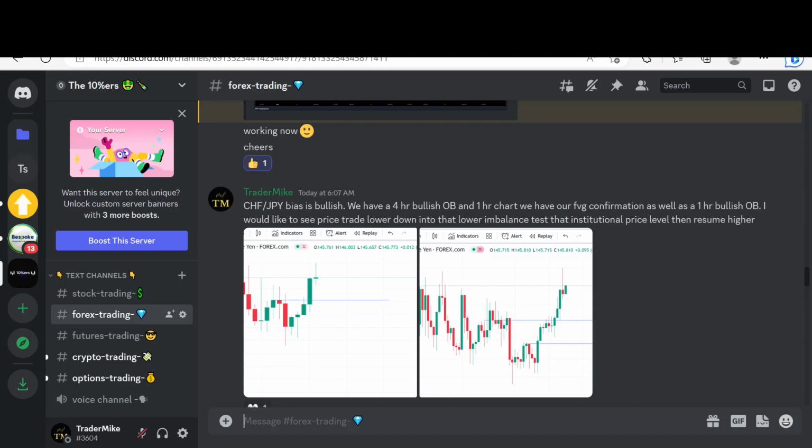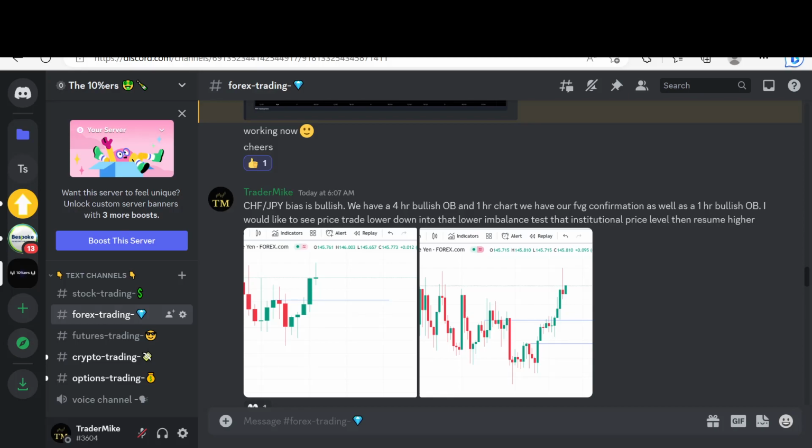So now we're gonna go over some of the Forex pairs that I posted this morning. No trades for me today, but we're still gonna break these down and go over them. So CHFJPY, this is the first one that I plugged in chat. I said bias is bullish, meaning that I'm bullish on the play, and my higher time frame is bullish, daily chart bullish. We have a 4-hour bullish OB, that stands for order block, and on the 1 hour chart we have our fair value gap confirmation as well as a 1-hour bullish order block. I would like to see price trade lower down into that lower imbalance and test that institutional price level, then resume higher. Okay, so we're gonna go into all that.